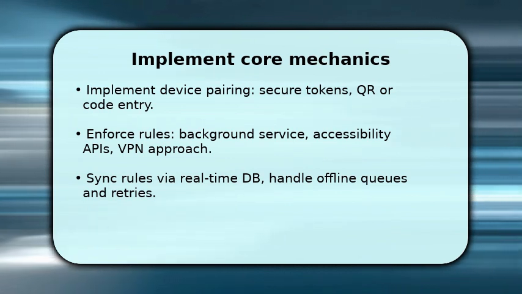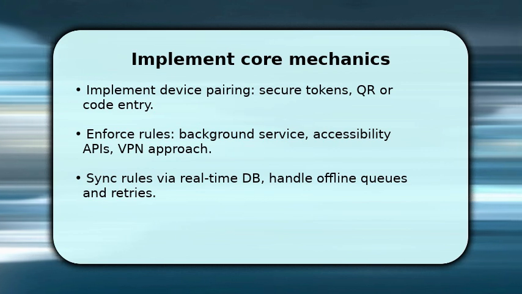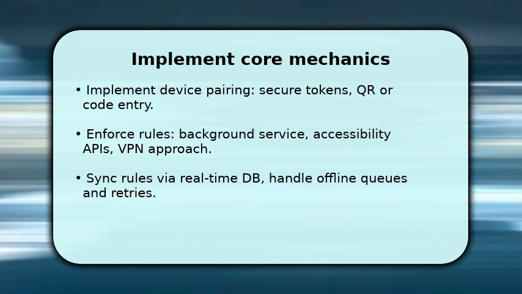If you need deeper control, implement a local VPN to intercept traffic. Sync settings via a real-time database and queue changes for offline devices. While you code, test edge cases like reboot, permission revocation, and intermittent connectivity to ensure consistent behavior.